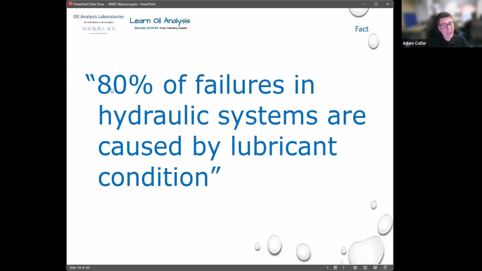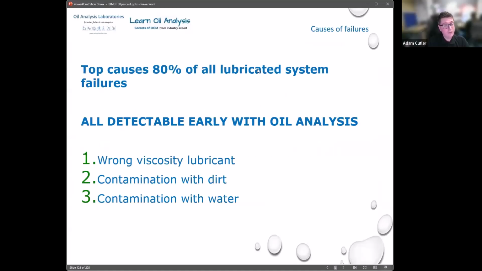So just to recap, 80% of failures in hydraulic systems, and the other types of systems such as engines, gearboxes, and compressors are not that far behind, are caused by the lubricant condition, and they're all detectable with oil analysis. And these are all detectable very, very early, even before you get onto the stage of wear and the other CM technologies detecting a fault occurring.